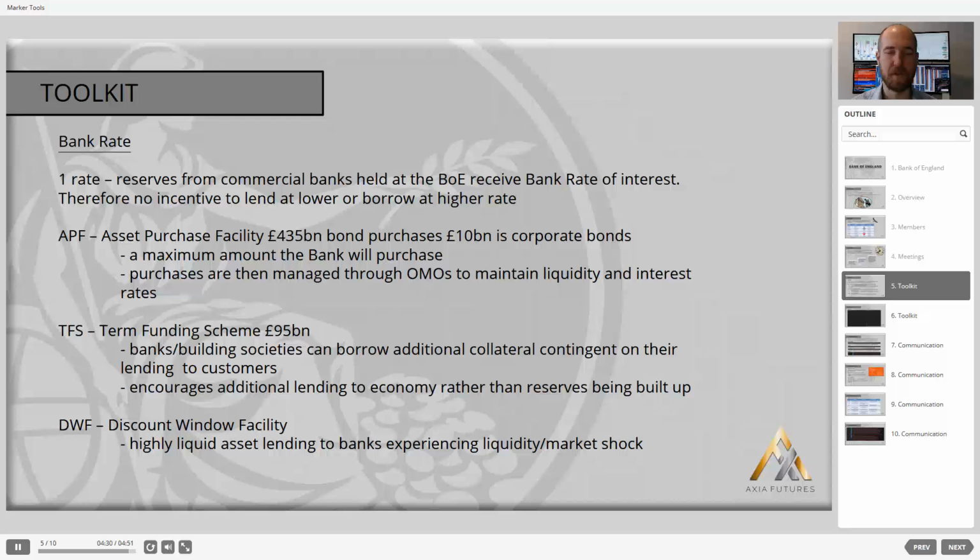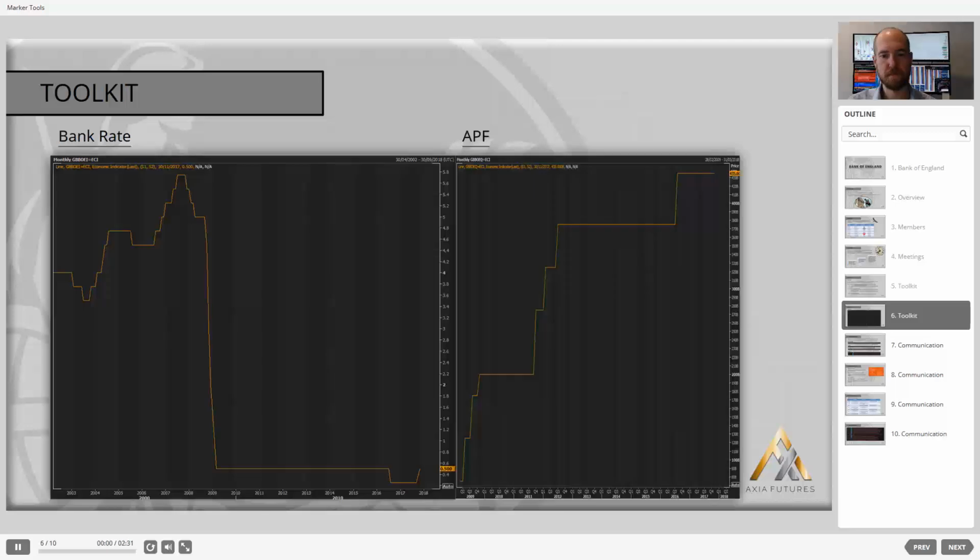Bank rate, the most important, followed by their extraordinary measures: the asset purchase facility, the term funding scheme, and then finally the discount window facility, which is more a safety net as opposed to an ongoing used facility. That is a long way higher. The close is indicated by the red asterisk. Just to give you a little bit of context on the tools that the Bank of England use.